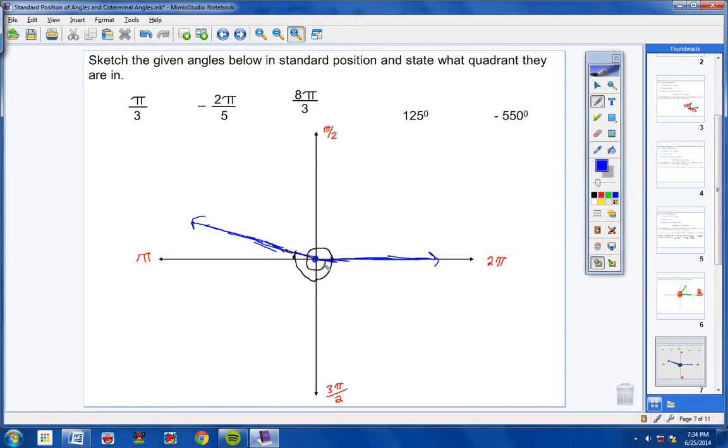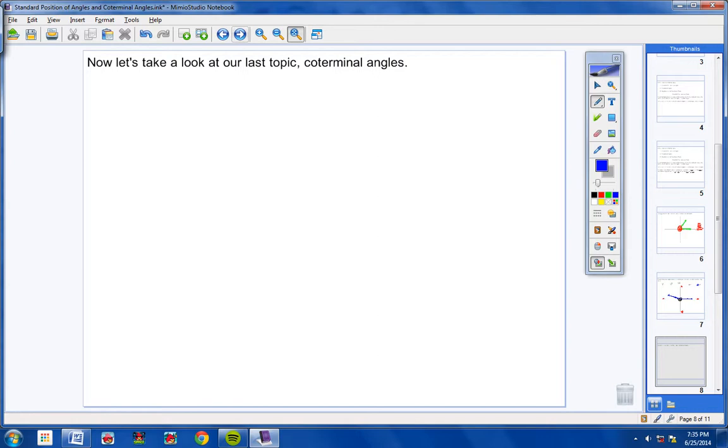Negative 550. So we went down clockwise because it's negative. We went around once, that's 360, plus 90 more is 450, plus 90 more is 540, plus 10 more is 550. So there we go. All right, hope this makes sense to you. Let me grab a drink here, and we'll continue on.